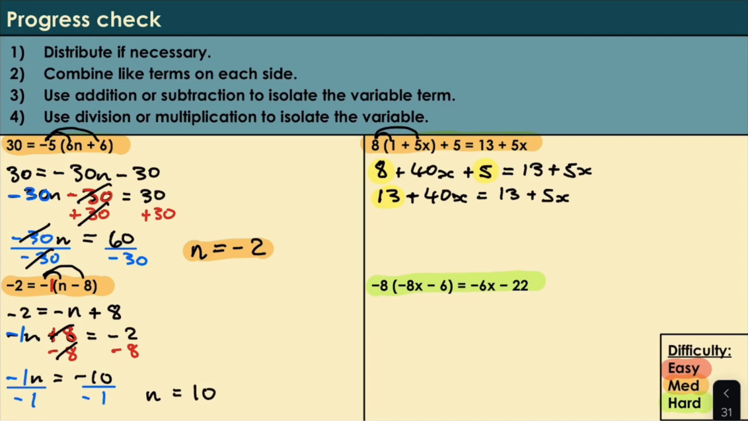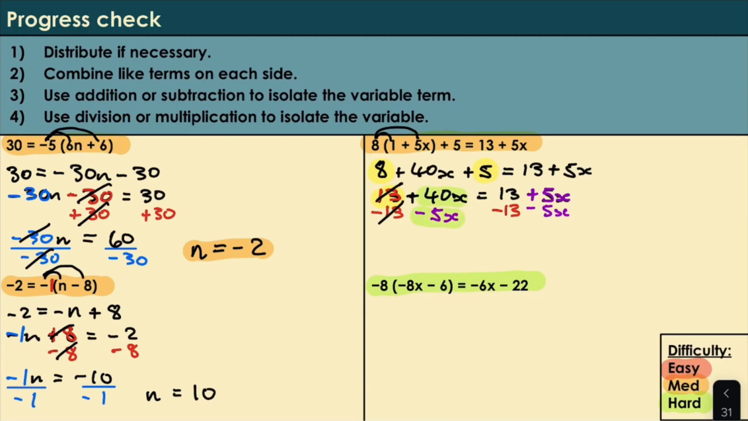Now I prefer to have my variable terms on the left-hand side. So I don't want my 5x on the right side. I will subtract 5x on that side, and I will subtract 5x on this side. Additionally, this red 13, I don't want it there, I want it to disappear. I subtract 13 here, and I subtract 13 on the right side. 13 cancels with negative 13.